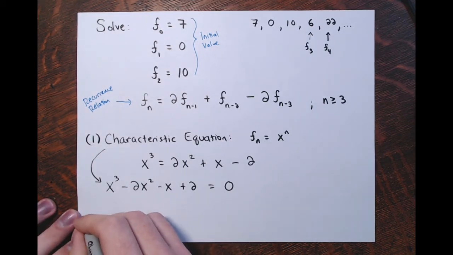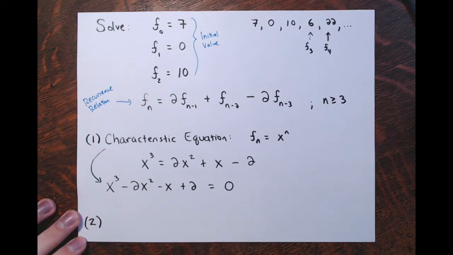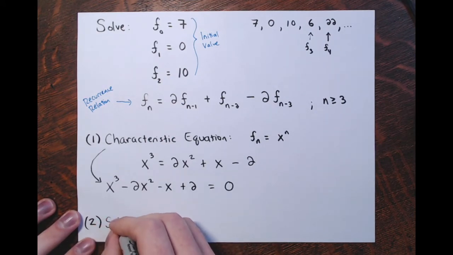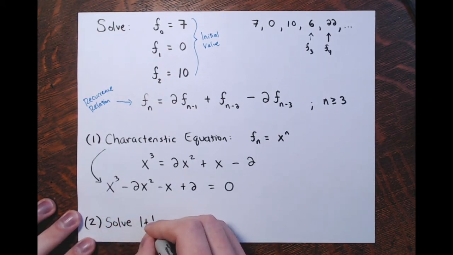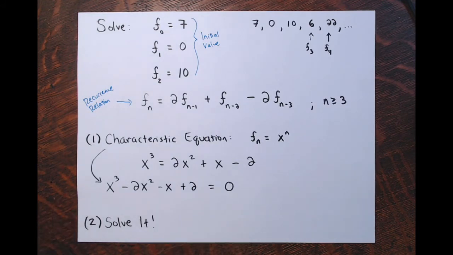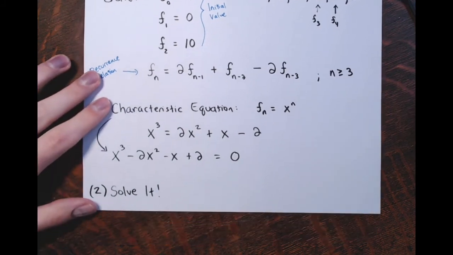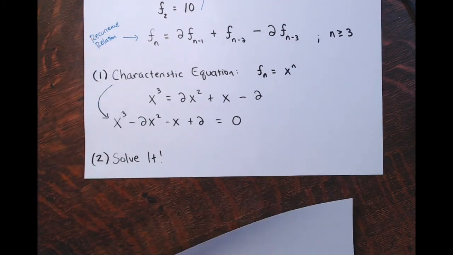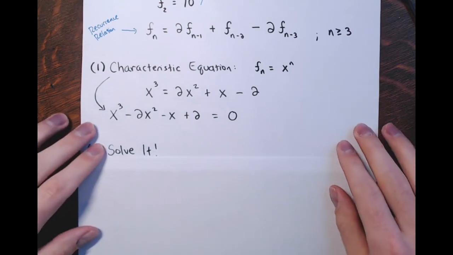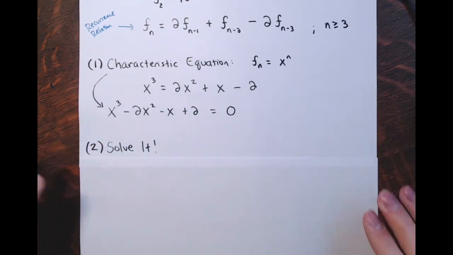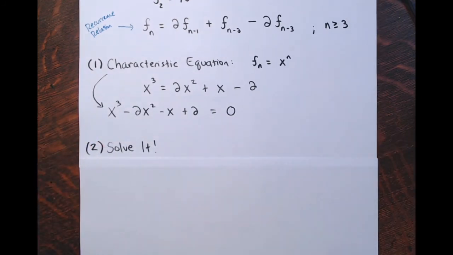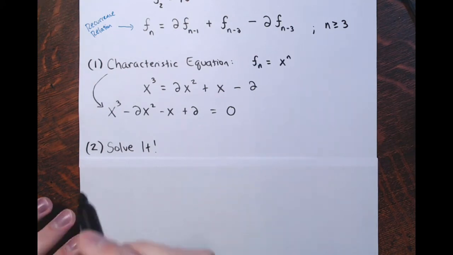Step 2, solve this. Solve the characteristic equation. Now, this is a degree 3 polynomial. Right? There is a cubic formula, kind of like there's a quadratic formula, but it's crazy and nobody remembers it. Nobody memorizes it because it's too big. It's too much. So I'm going to try factoring. Right? Now this one's a nice one.